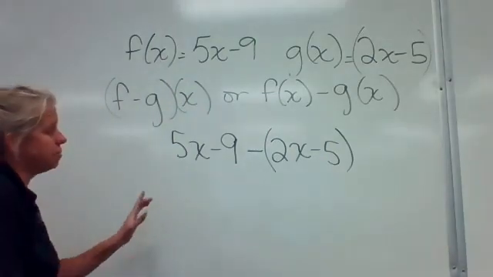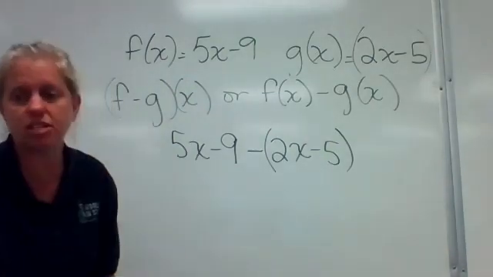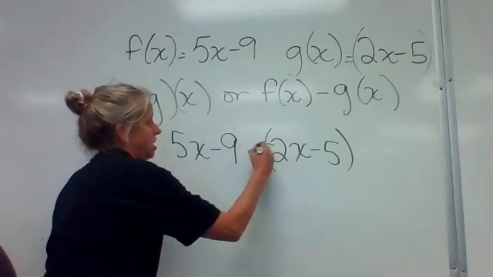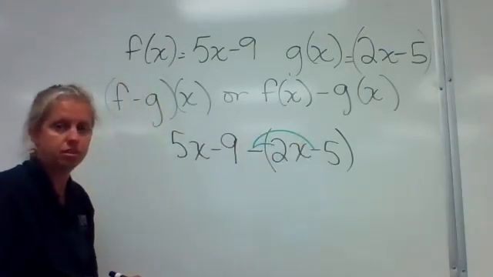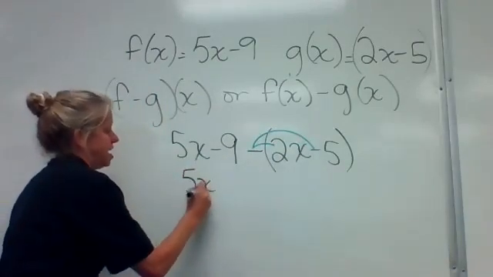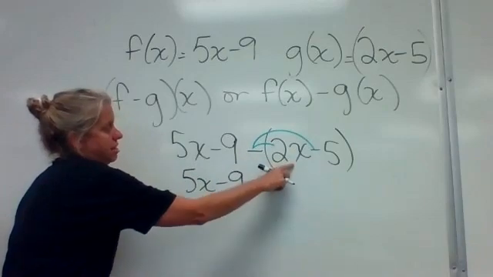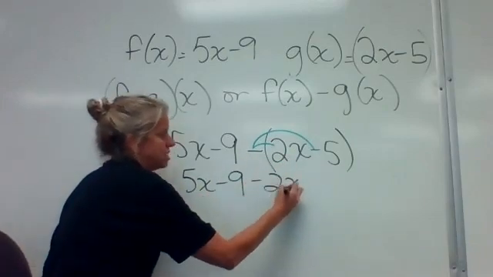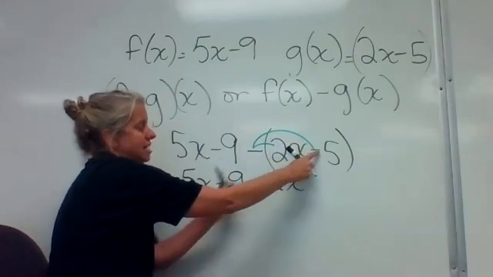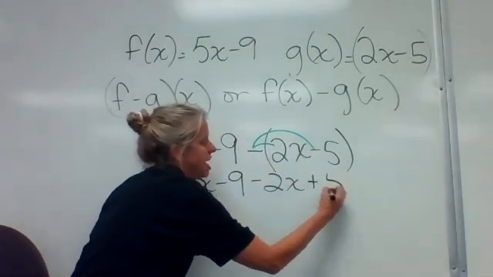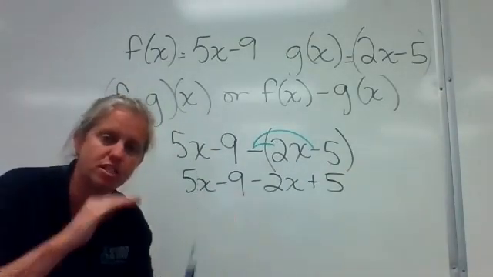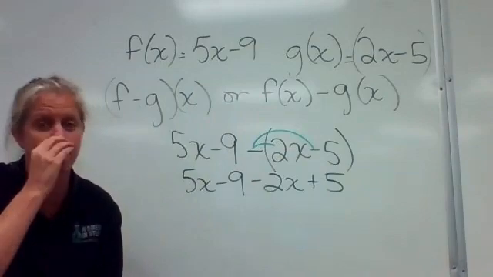So before I can clean this up, what I'm going to do is if I have a minus touching some parentheses, that means to distribute it. When I do that, I see I have 5x minus 9 here. Then that turns that to minus 2x. But look what it turns this into. A minus and a minus together actually turns that into plus 5. So if you didn't put that in parentheses, that wouldn't have changed to plus 5.